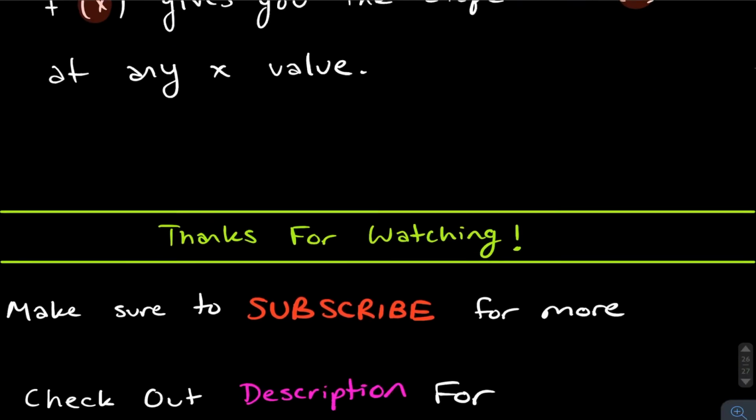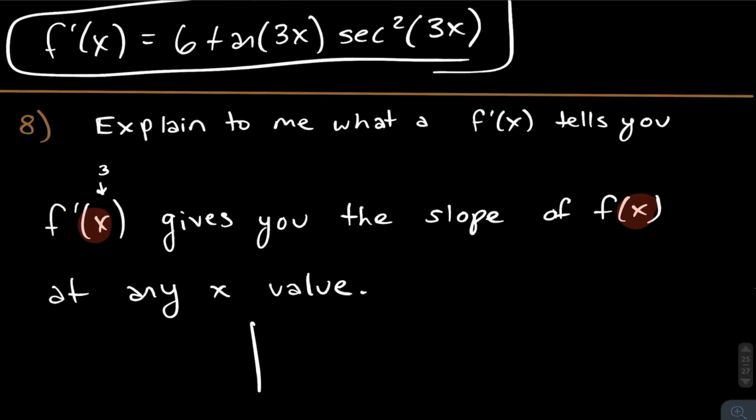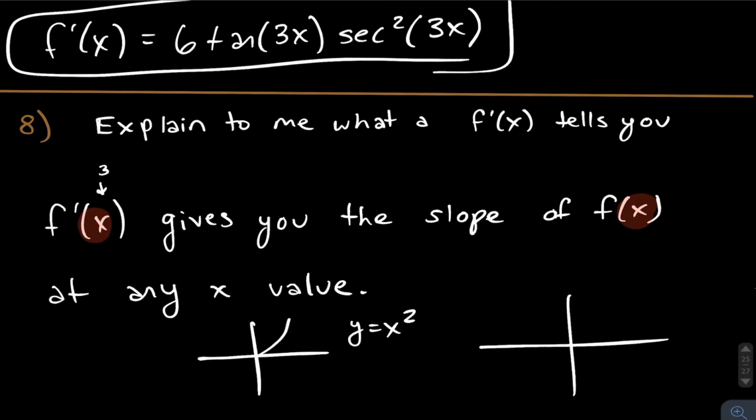Let's draw those diagrams one more time before I get into the end of this video. We have one little half of y equals x squared. It's y equals x squared. And we have the derivative function, which we said was 2x.